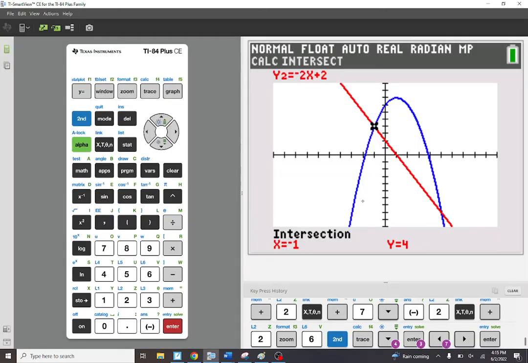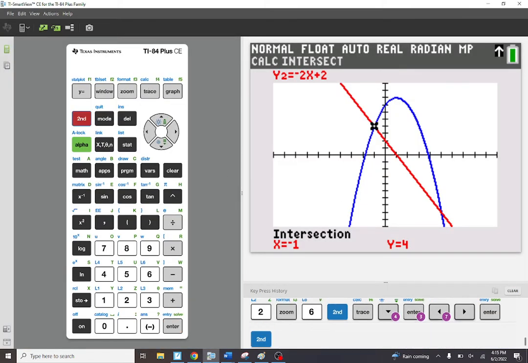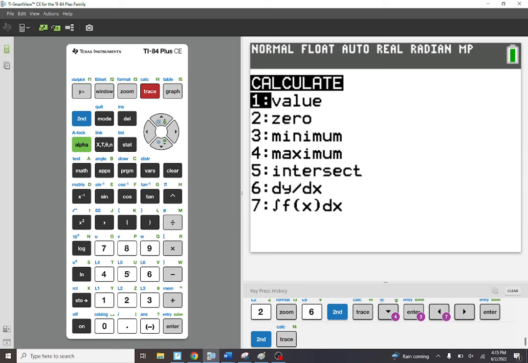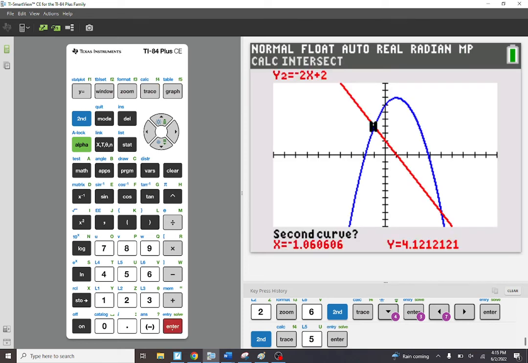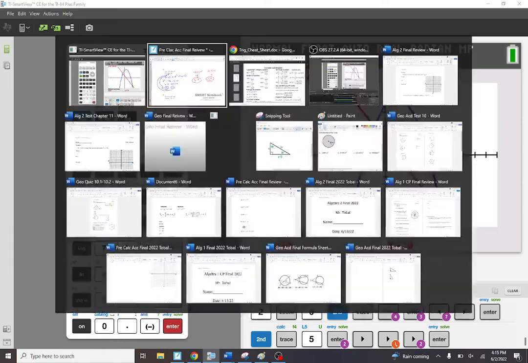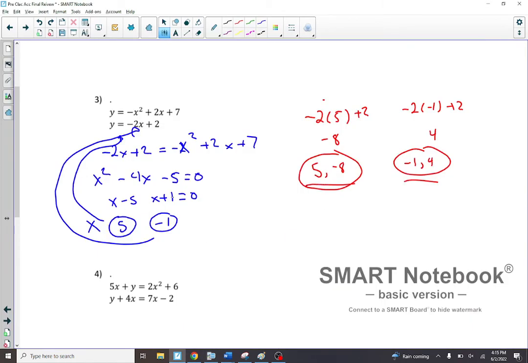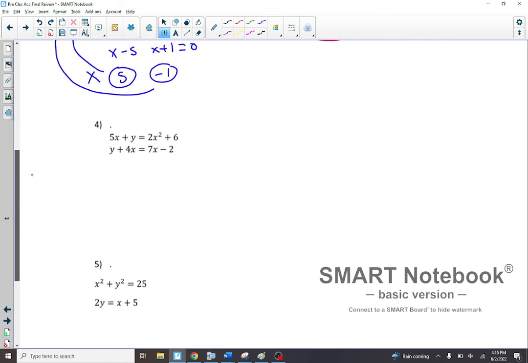I'm going to do the same thing: calculate, trace, intersect, which is number 5, enter, enter. On the guess this time, though, I don't want the negative 1 comma 4. I already know it. So I'm going to go down here, put my guess cursor over here. Press enter, 5 comma negative 8. So that's how you could use the calculator to graph the answer.